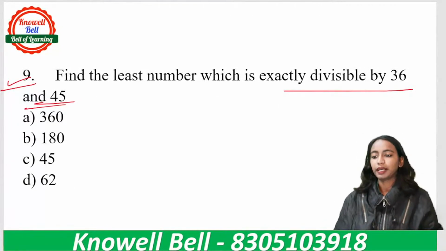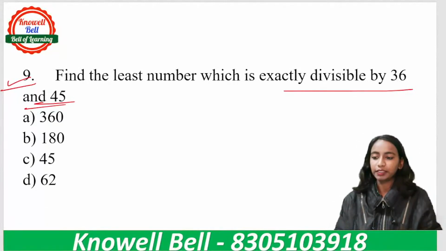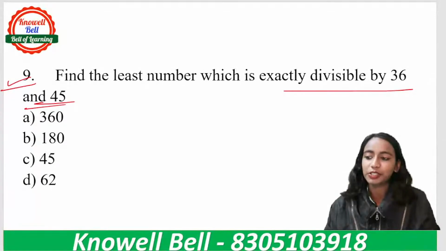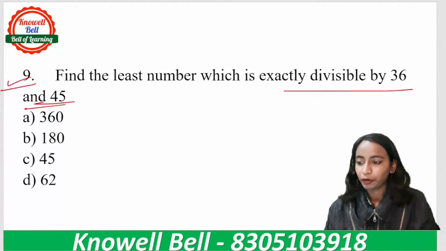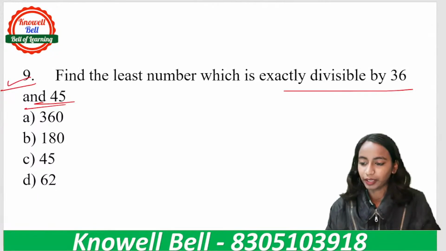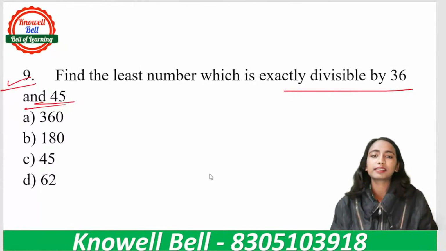What will be the answer? The least number that is exactly divisible by 36 and 45. What is the question saying? The question is saying least. And when we say least, basically we have to find the LCM. So solve it, everyone. First is the answer provided by Maitreya, second Aditya, third Aradhya. So what will be the answer for this question?